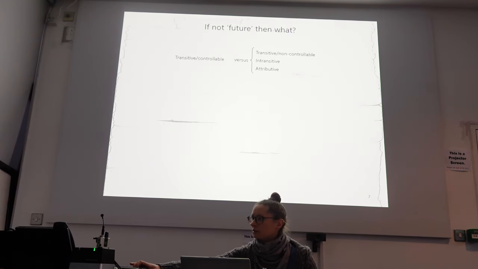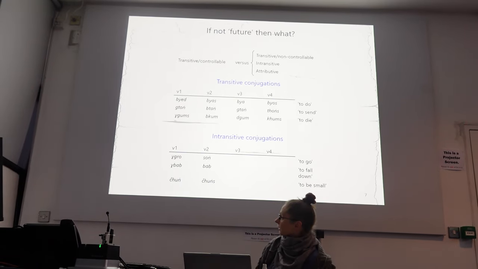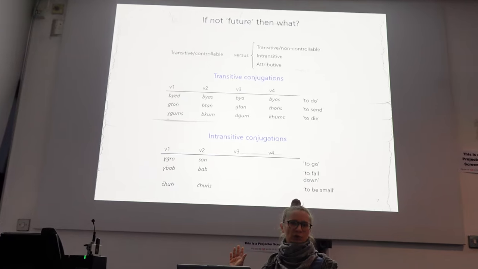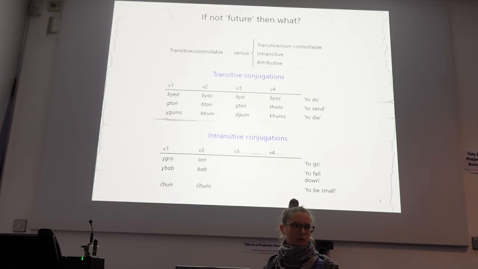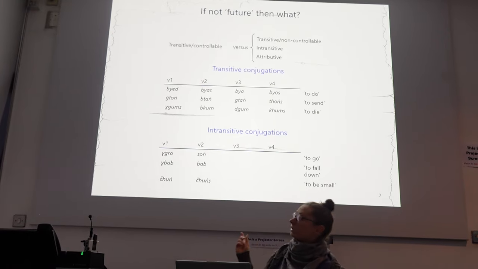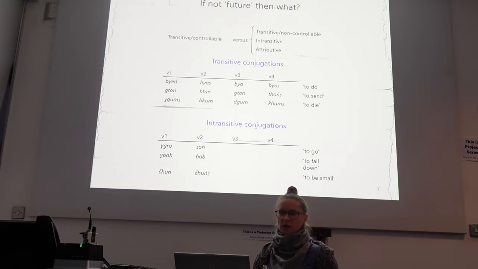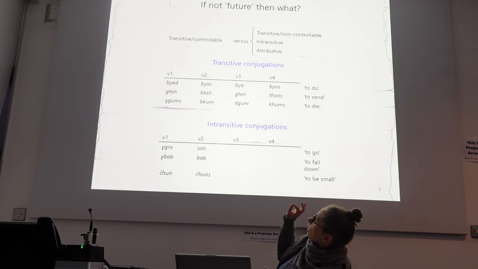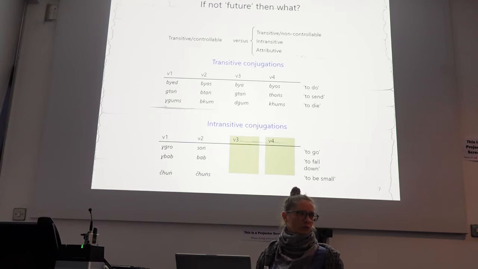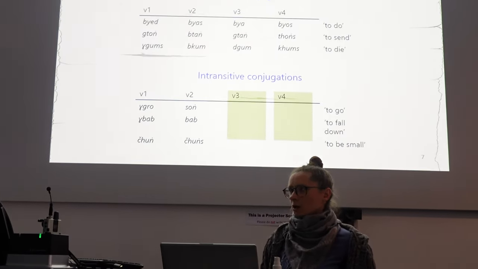How does this morphological split express itself? Here are some examples. What you see is that transitive controllable verbs can have up to four different forms, whereas the other verbs, illustrated here with intransitive verbs, can have only two forms. So this second type of verbs is missing forms for what I call V3 and V4. Why is it so?